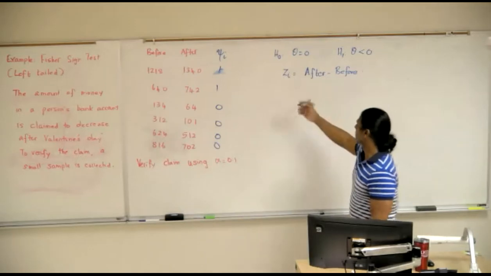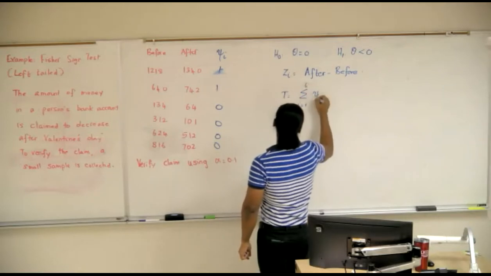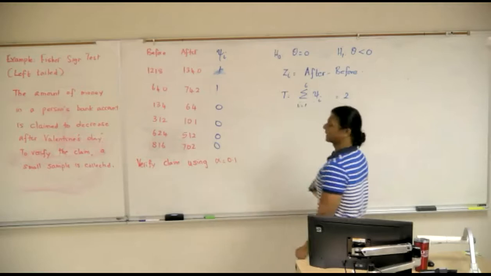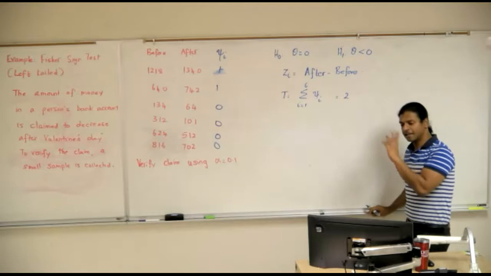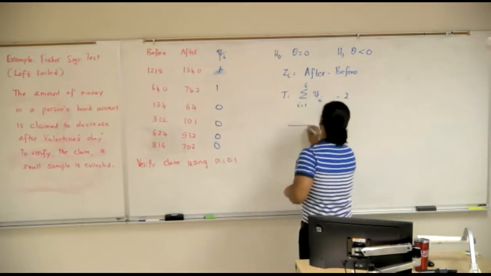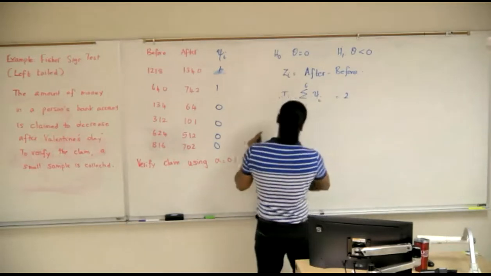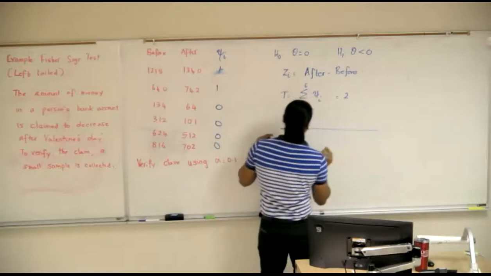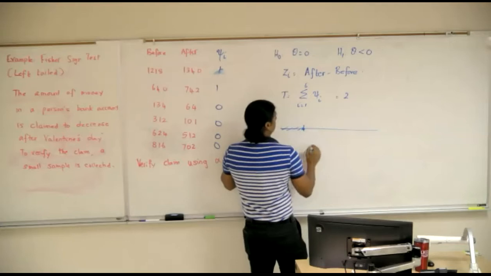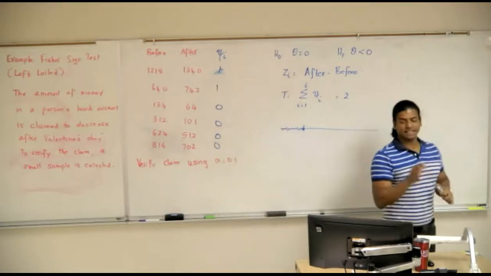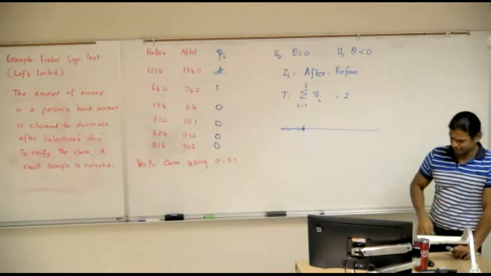So if I sum all the psi i's, I will get 2. So the test statistic is 2. This is a left tail test, so the rejection region will be on the left-hand side. We will reject if the test statistic is less than or equal to the critical value.